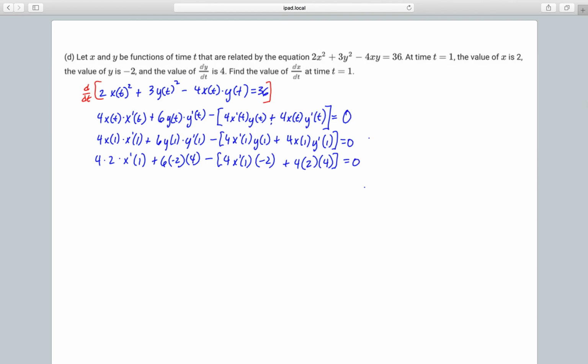So what you'll notice, hopefully, here is that our only unknown is x prime, everything else is just a constant. So we can multiply this all out and isolate the x prime. Doing that, I'm just going to jump to the answer here, which is x prime at 1 equals 5. So just a little bit of computation at that point. Okay, that's it. Hope that helped.